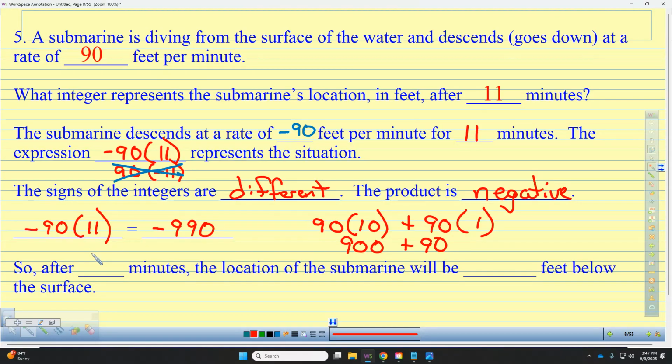So after 11 minutes, the submarine will be 990 feet below where it started.